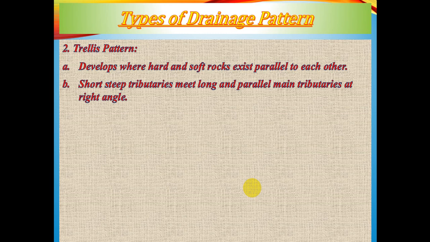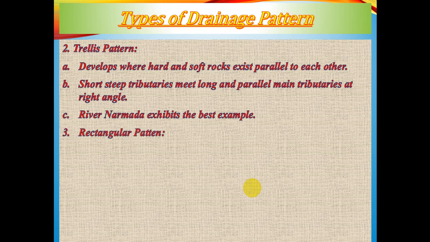That means perpendicular to the main stream. In short, we can say the tributaries meet with the main stream almost in a form of a perpendicular structure. River Narmada exhibits the best example of this type of drainage pattern. Now the next is rectangular pattern.